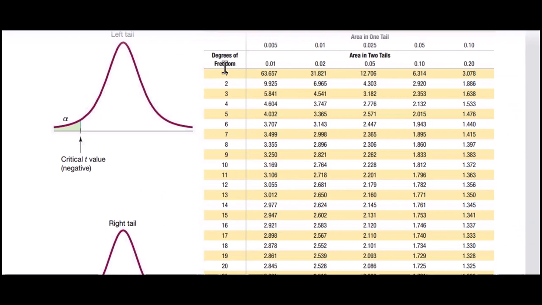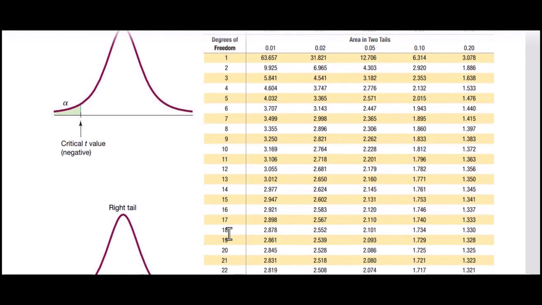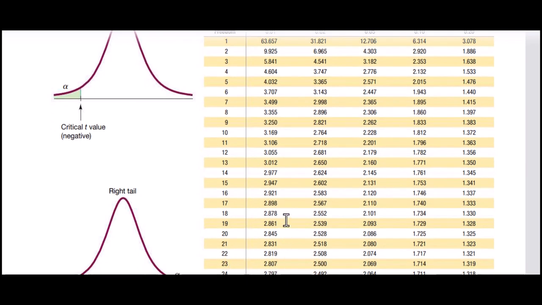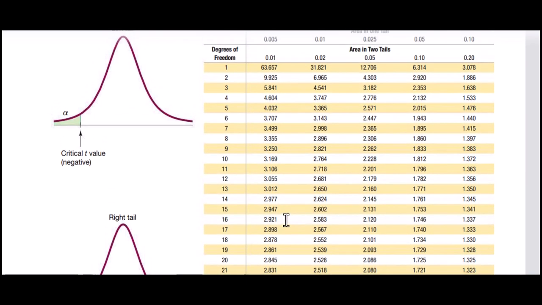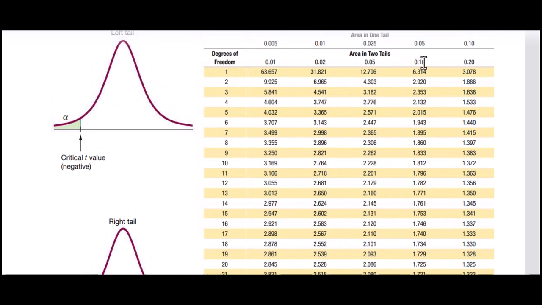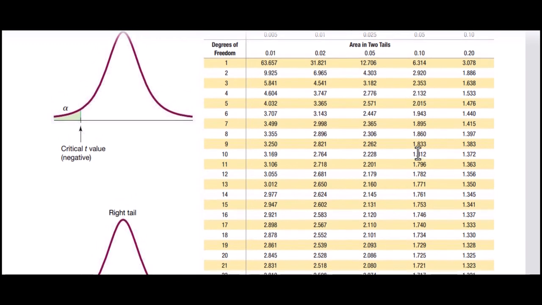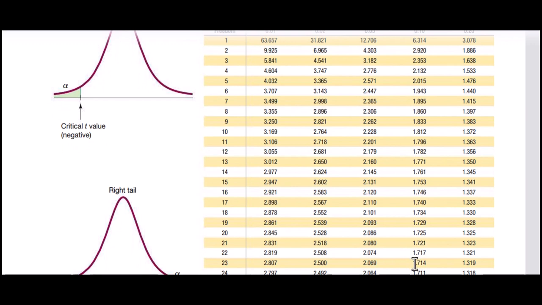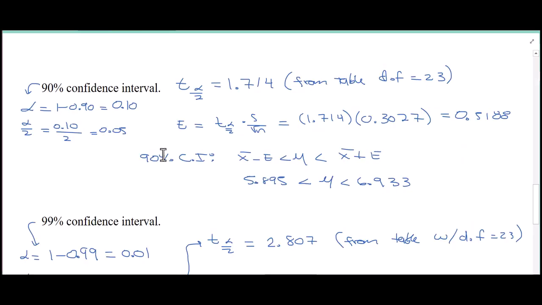Looking at the table, this shows you the area here. For degrees of freedom we want 23, and for alpha, 2 tails tells us 0.10, 1 tail tells us 0.05. So that will be here: 1.714. That's our critical value. Then you find the margin of error by doing the critical value times your standard error. So 1.714 times, we found this earlier, so just put that in there. And this is our margin of error.